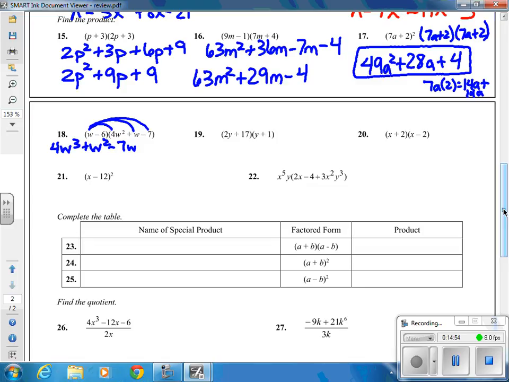Right, now come back and do the same thing with the negative 6. Negative 6 times 4w is negative 24w squared. Negative 6 times w is negative 6w, and negative 6 times negative 7 is positive 42.